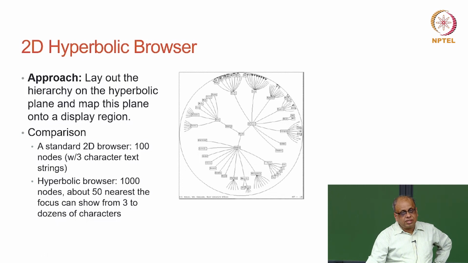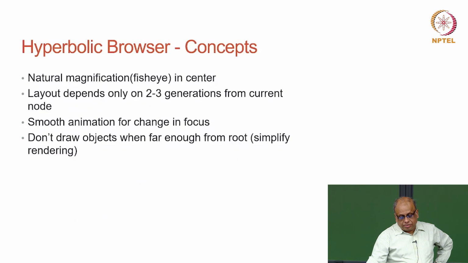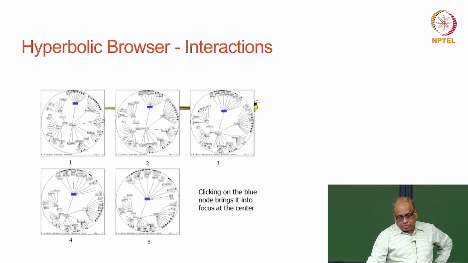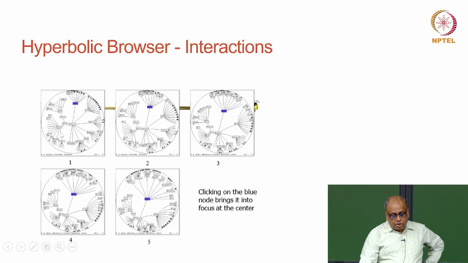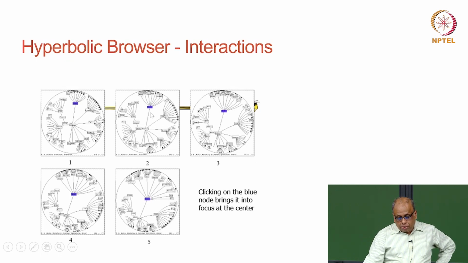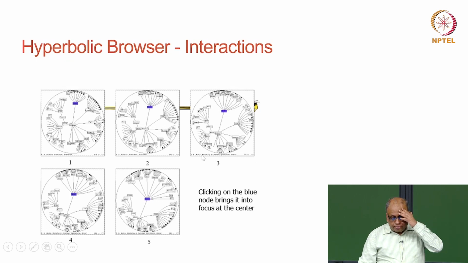Any questions? So you can start with one, see the whole structure, see one node that is in the focus, bring that into the focus and see the structure change. So this is one way of showing the graph.